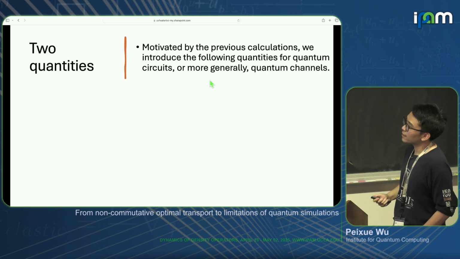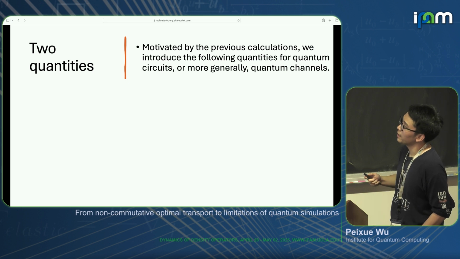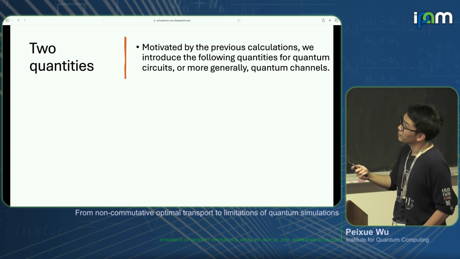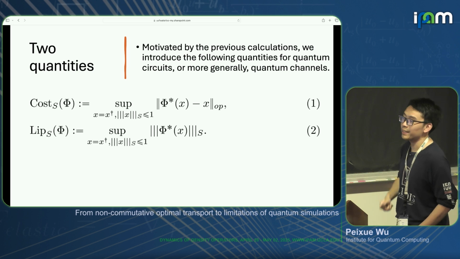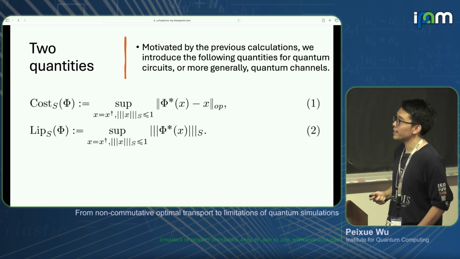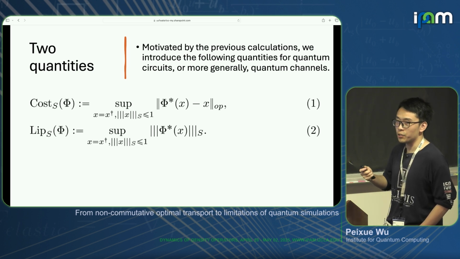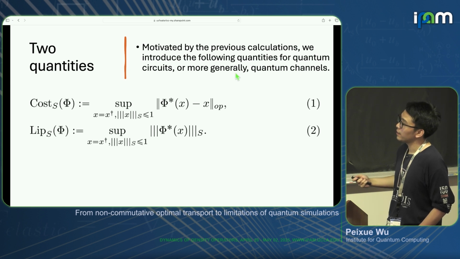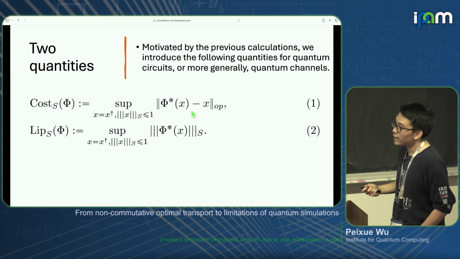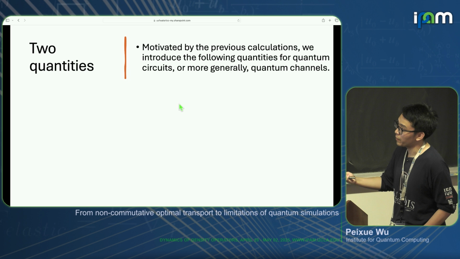So after doing the exercise, we have two quantities, motivated from the exercise, which are given in this form. So you have a channel. You can think of this phi as a unitary, and you take the unitary acting on x minus x. This is exactly the commutator of your unitary as before.